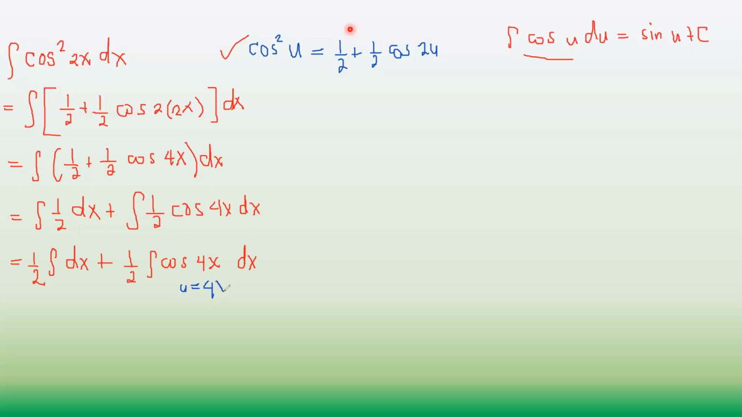Cosine u kasi yan, cosine u. Now du is equal to 4 dx. Again, we have here cosine of u. So ang meron sa iyo ngayon ay dx. Kukumpara mo sa pinaka-derivative, so dapat siya ay 4 dx. So kulang ito ng 4.